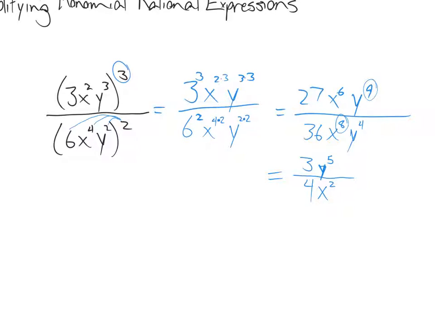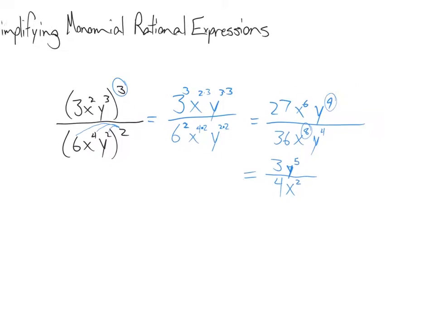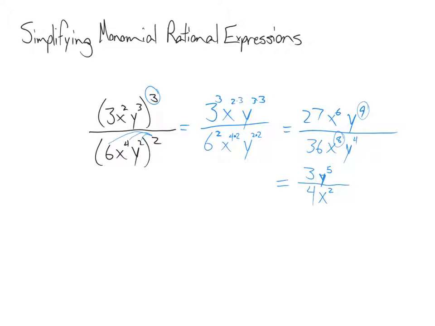All right, so that's simplifying with monomial expressions. Again, just to recap the process: if you have a set of parentheses raised to a power, you need to simplify that first. Once you have everything simplified in the numerator and the denominator, then you can reduce. Okay?